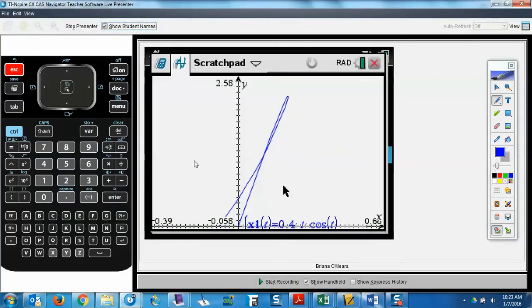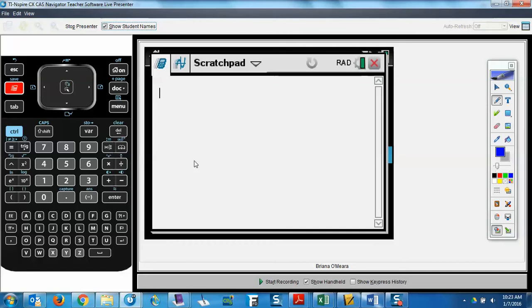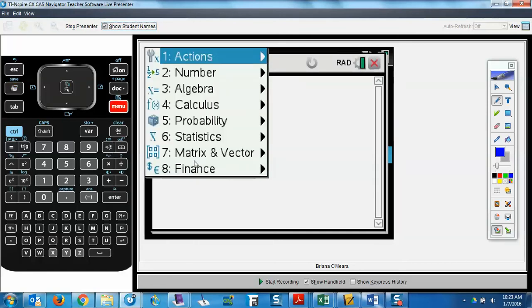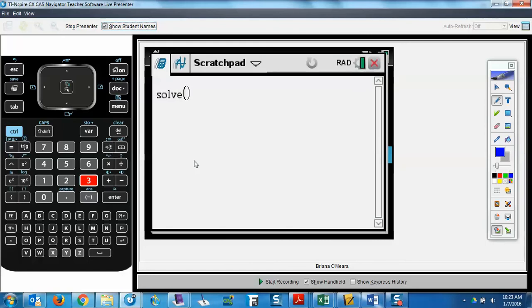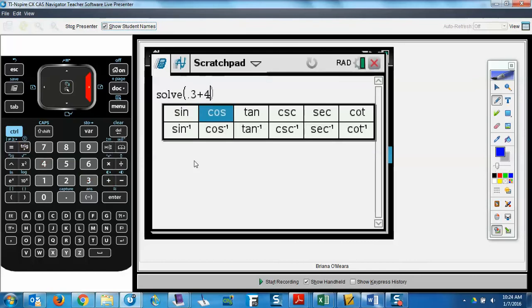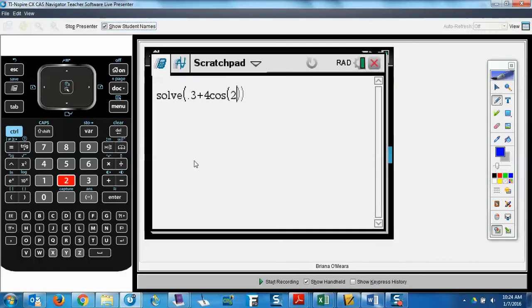Let's go to the calculator screen. Hit the scratchpad thing, and let's do a solve. Help us out here, Emily. What did you have for y prime? What's the equation? Okay, 0.4, no, that's x, right? Yeah, 0.3 plus 4 times cosine of 2t. And we want to set that equal to 0.